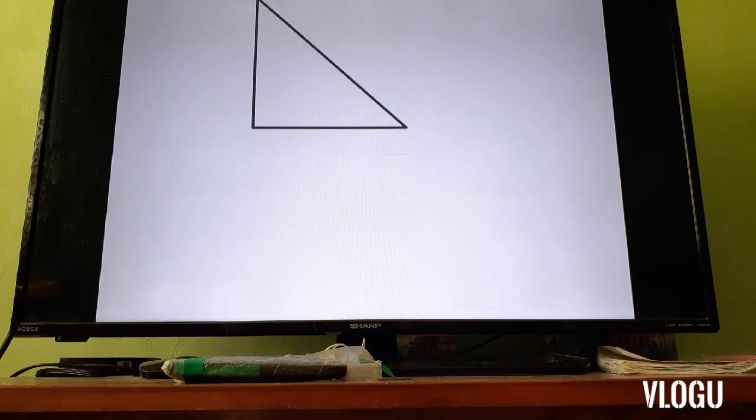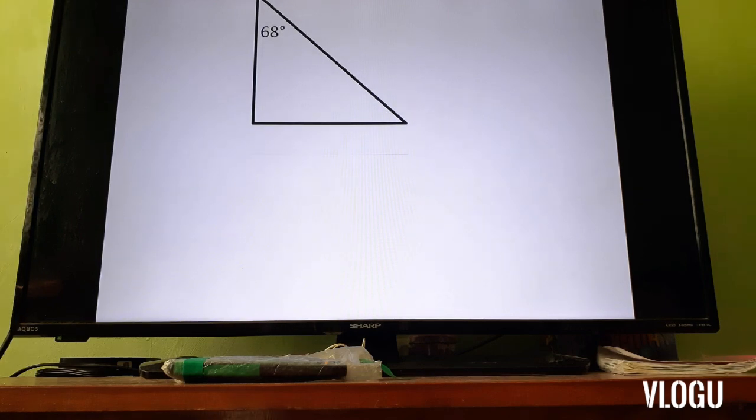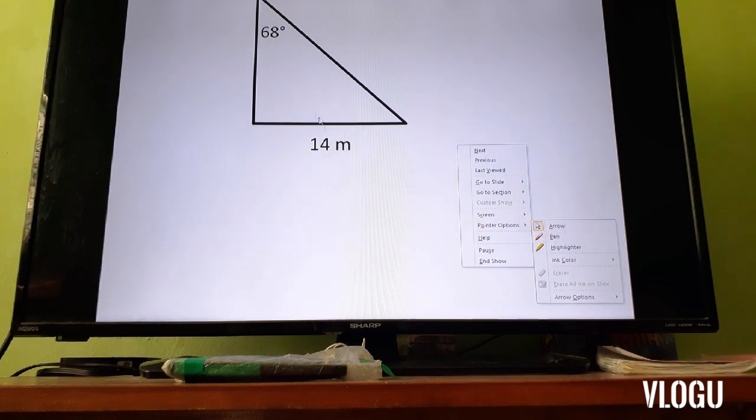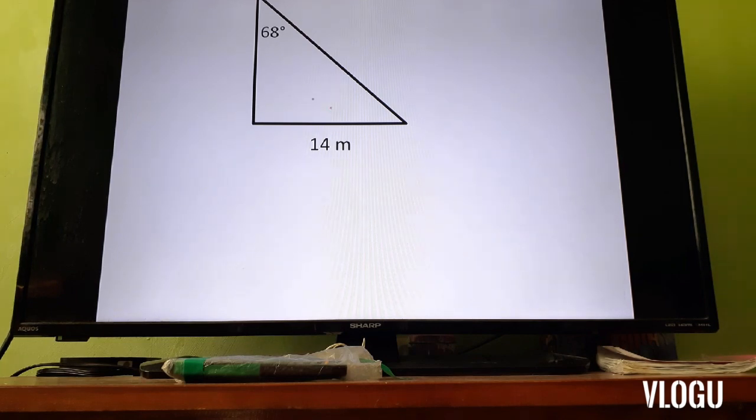How about if I have this next example? I have a triangle having my angle as equivalent to 68 degrees. Of course, remember that to find the opposite side, we must always look at the angle in a triangle. So my opposite side is equivalent to 14 meters. We're going to find the hypotenuse of this given figure.